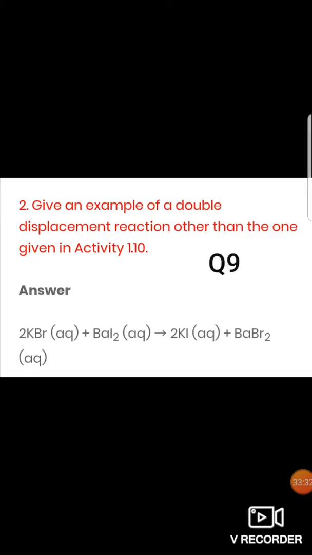Give an example of a double displacement reaction other than the one given in the activity. So here, potassium bromide plus BaI2 aqueous gives 2 potassium iodide plus barium bromide.